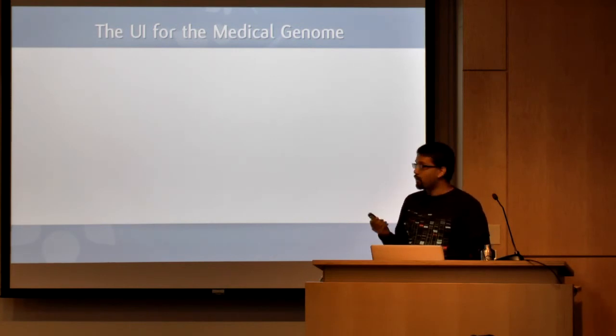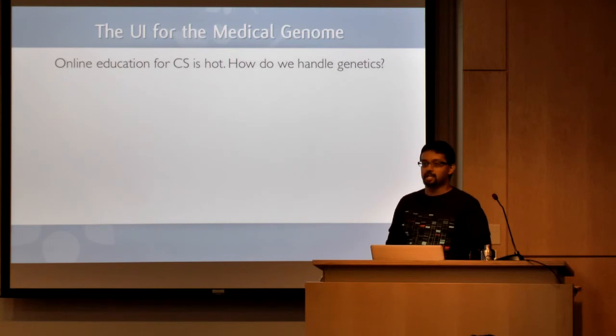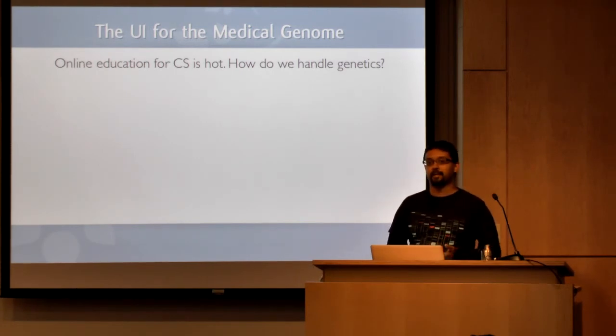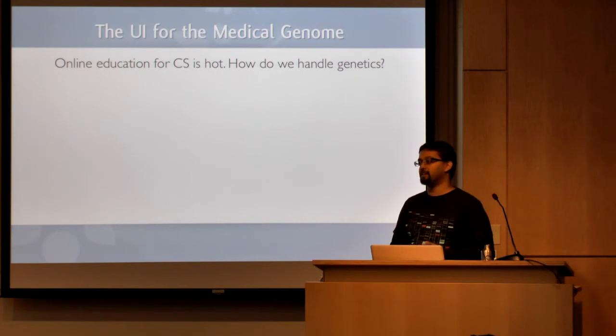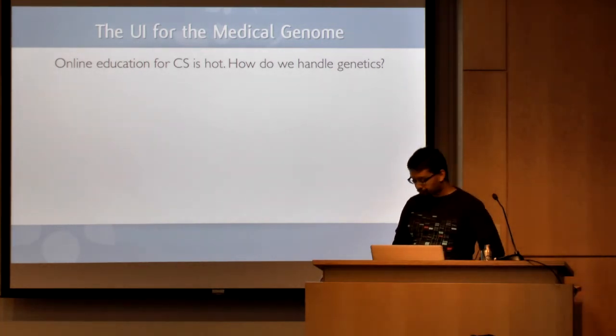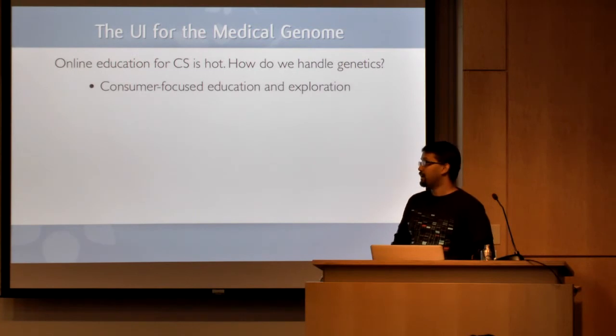So, as an example, online education for computer science and for math and more generally science and technology students is really hot right now. There are a huge number of startups, Khan Academy, Udacity, Coursera, that are trying to tackle this area. But there's a really interesting parallel problem, which is how do we handle genetics? And we need to do this in a way that isn't just like putting students in a classroom, because ultimately, people aren't going to want to take a 6-week course on genetics just to understand what came out of their patient report. One angle that you can take is consumer-focused education and exploration of genomic data.